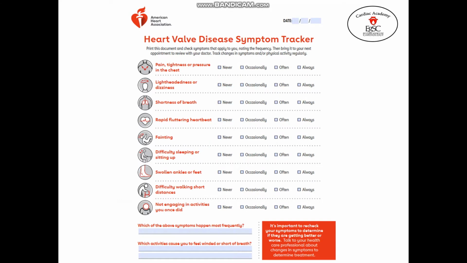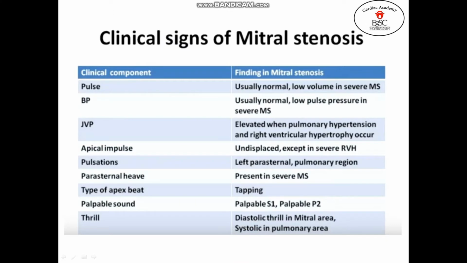The American Heart Association developed a heart valve disease symptom tracker. This tracker includes most of the symptoms that may develop due to valve disease. If the patient uses this symptom tracker every now and then, we can assess if the patient is getting better or getting worse. This, of course, is in association with the clinical signs such as pulse, blood pressure, jugular venous pressure, and cardiac examination in the form of apical impulse, pulsation, parasternal heave, type of apex beat, and palpable sound and thrill, which can assess the severity of mitral stenosis.